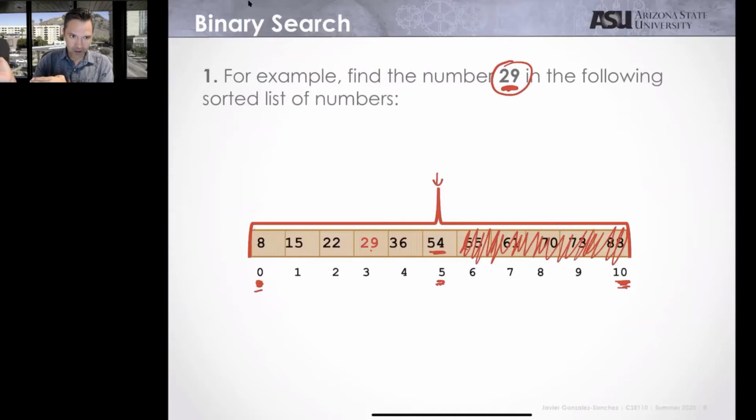The array is in order. Moreover, I already compared the 29 with this 54 and they are not equal. So in an array with 11 elements, after one comparison, I eliminate from the 5 to the 10. So if the 29 is in my array, it's going to be in some place 0 to 4.